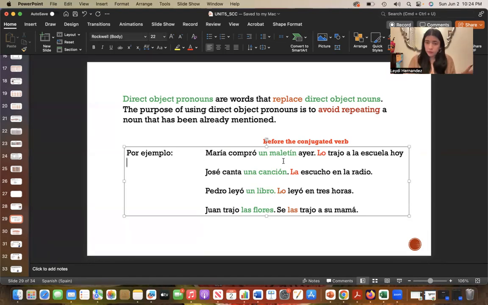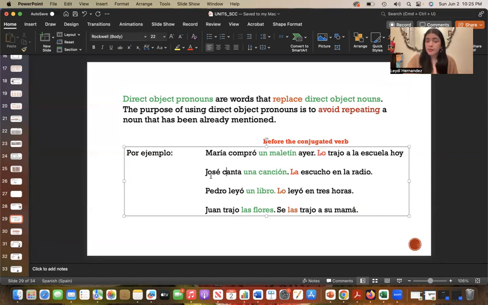Now, where do I put my pronoun? We put it right before the conjugated verb, like lo trajo a la escuela hoy. Okay, and what is the purpose of these pronouns? Well, the purpose is not to repeat the noun over and over again. So the speaker and the listener, we both know that this lo is un maletín because I talked about it before. Okay, you cannot use the pronouns if you haven't talked about the noun before.